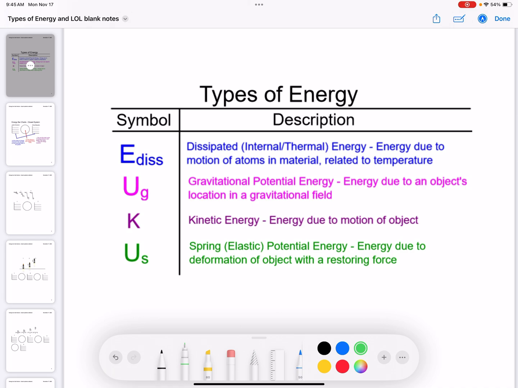Kinetic energy is the energy due to an object's motion. So the center of mass of the object is moving. And then spring potential energy, which is also called elastic potential energy, is energy due to the deformation of an object with a restoring force. A rubber band is stretched, a spring is compressed, a bouncy ball compresses, and it has a restoring force, so it wants to spring back into its natural shape. And so that stores energy.